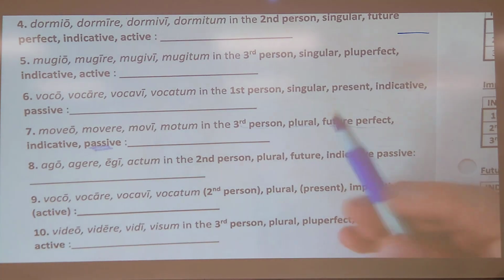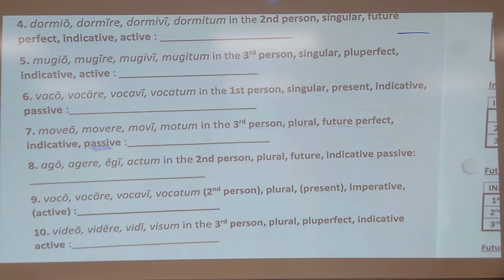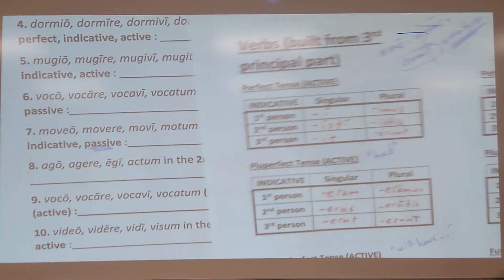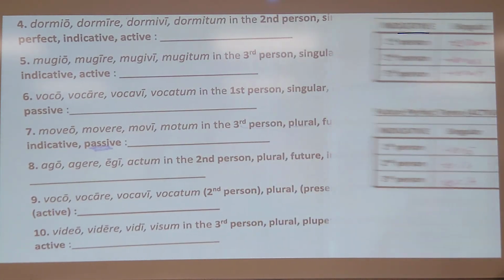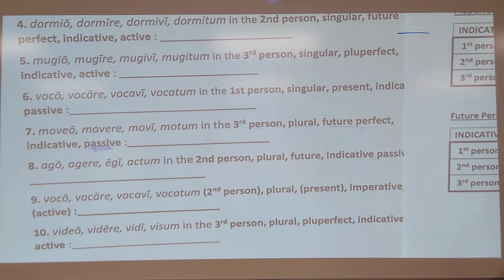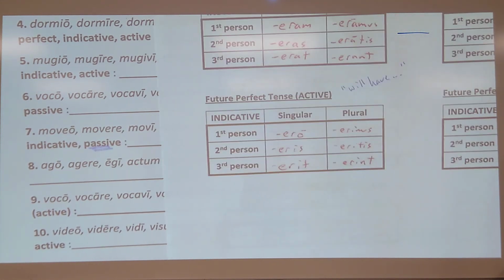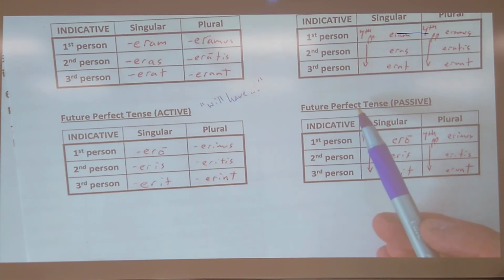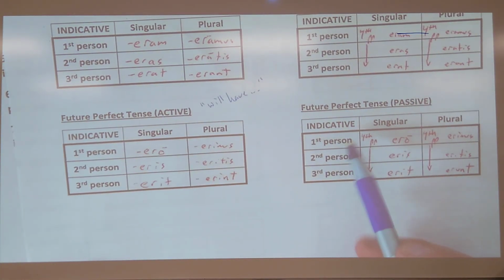All right, well, we see the word perfect, so we know it's going to be in the perfect system. So we take our verb chart, flip it over. We know it's perfect passive, okay? Or excuse me, future perfect passive. So here's future perfect active, but we're over here. So future perfect passive. Remember what we do for that?